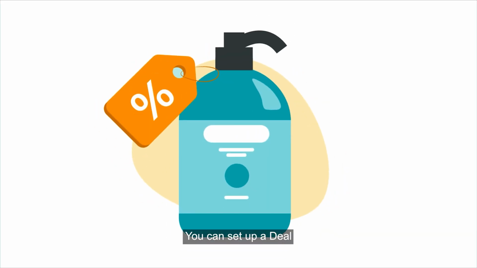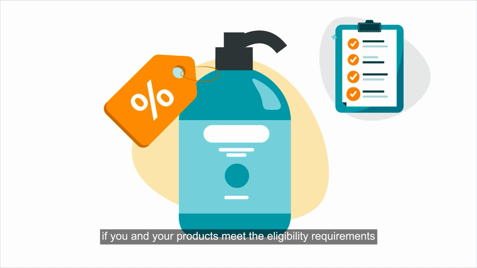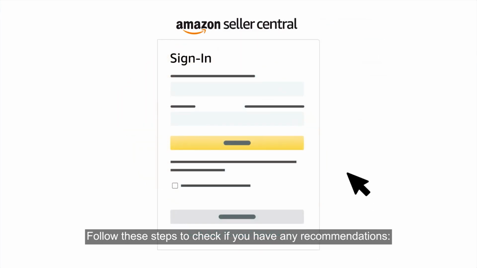You can set up a deal if you and your products meet the eligibility requirements and if we have shared a recommended deal with you. Follow these steps to check if you have any recommendations.